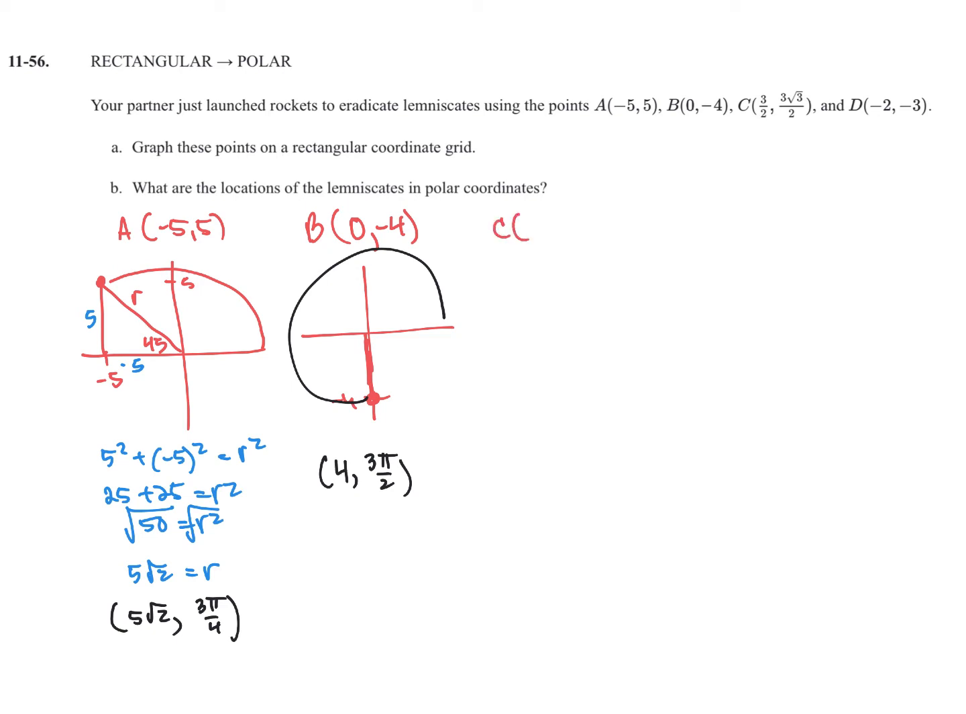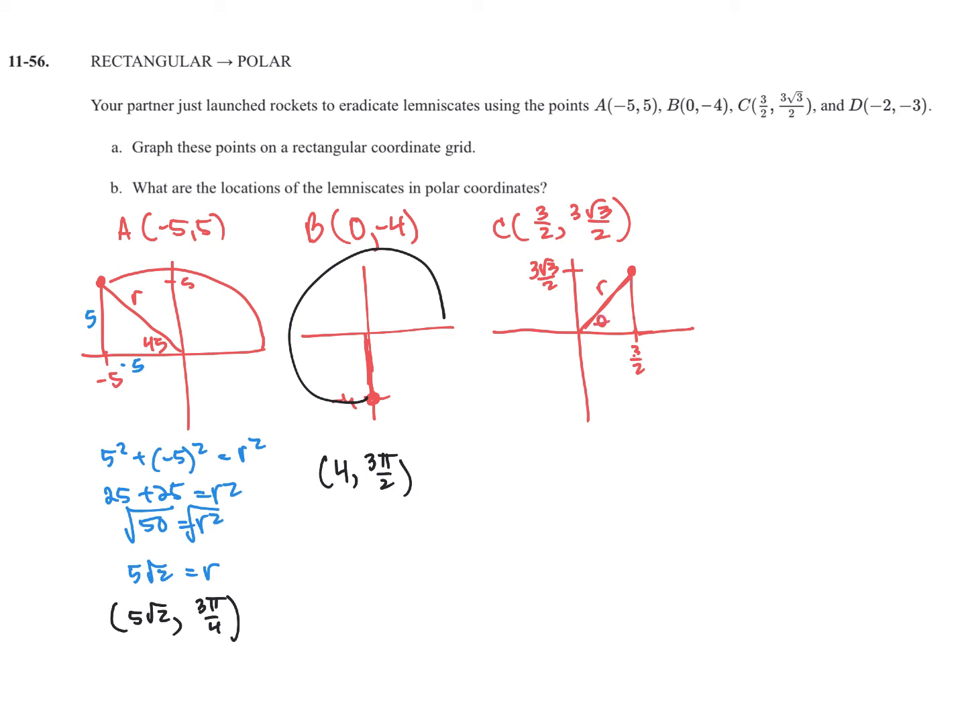Letter C. C is 3 over 2 and then 3 root 3 divided by 2. All right, so that is in rectangular form. If I would go ahead and graph this, it goes over 3 over 2, and then it goes up to 3 root 3 over 2. So I have some point right about here, okay? What I need to do is find out the radius, and then I will need to find out the angle of rotation.